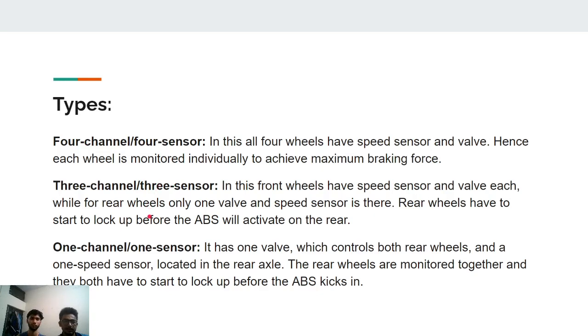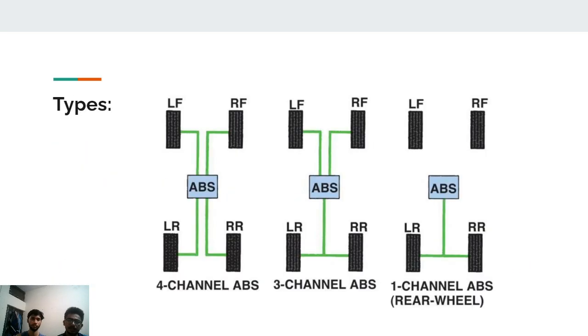Next is three channel three sensor. In this, the front wheels have a speed sensor and a valve each, while the rear wheels have only one valve and speed sensor. So the rear wheels have to start to lock up before the ABS will activate on the rear. Because we have only one valve and one speed sensor, that's why we want to activate it at the start. One channel one sensor. In this, there is only one valve for both rear wheels, and one speed sensor located near the rear axle. The rear wheels are monitored together, and they both have to start to lock up before the ABS kicks in. So these are the diagrams for the three types: four channel, three channel, and one channel.